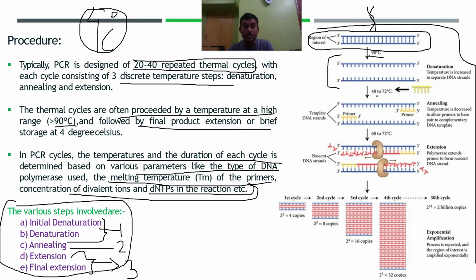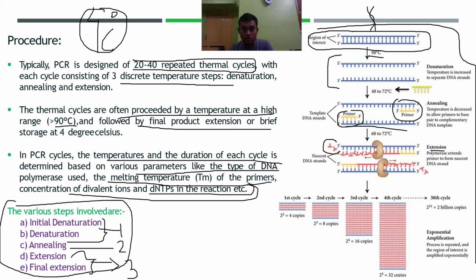Next is the annealing temperature, at which the primer binds to the DNA strand. As you can see here, as the primer binds to the DNA strand, it will help in the polymerase activity, which is the third step, extension. Annealing is carried out at a temperature between 48 to 72 degrees. And next we have extension. As the primer is bound to the DNA strand, it will result in the formation of more DNA strands, as you can see.